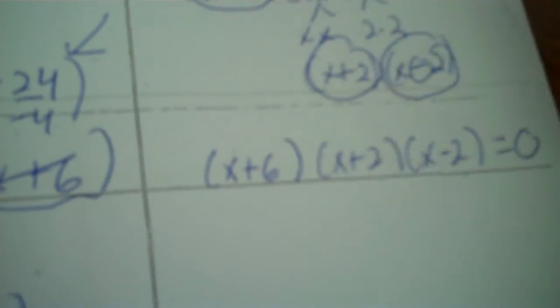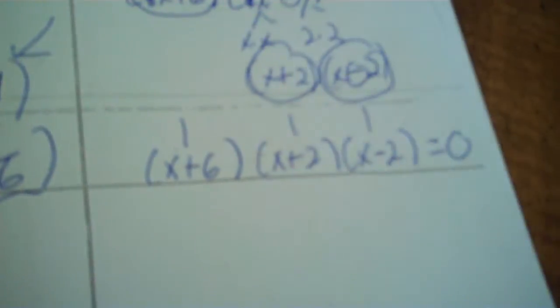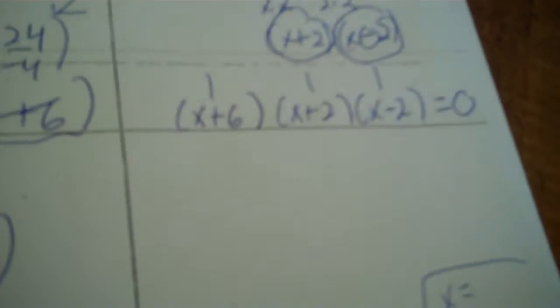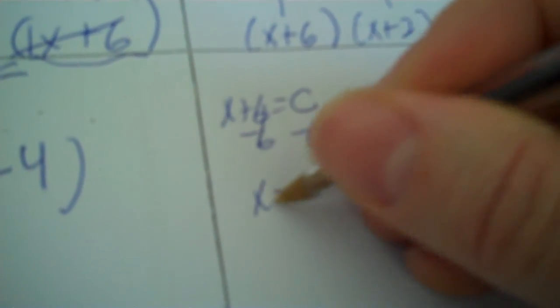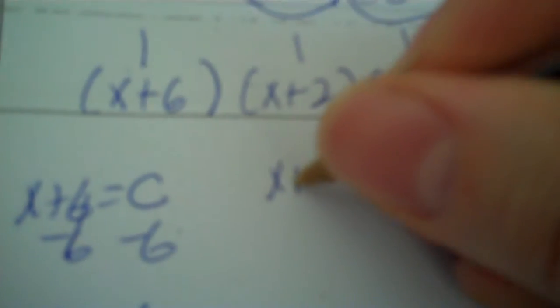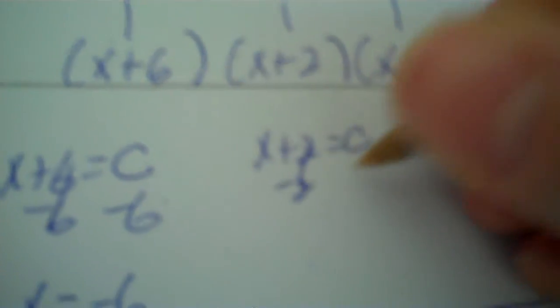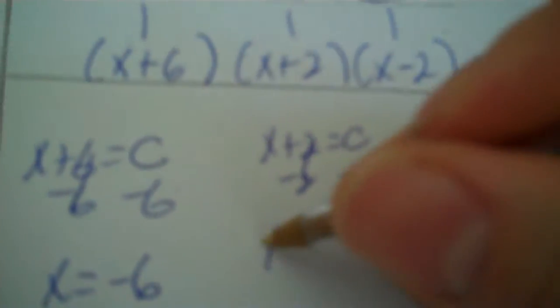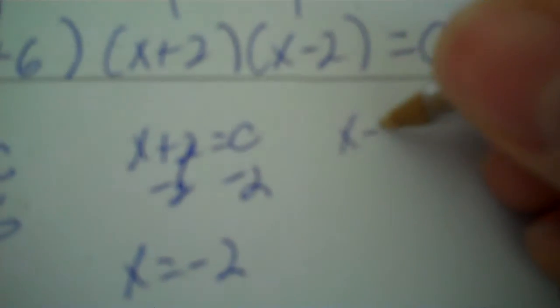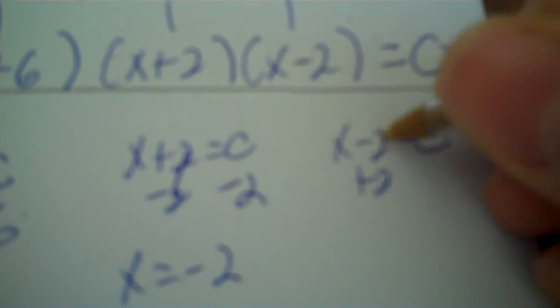Each of those x's are to the first power, so they all have one answer, but that would account for the 3 we need to find. So x plus 6 could equal 0. I subtract 6, I get negative 6. x plus 2 could equal 0. I subtract 2, I get negative 2. Then x minus 2 could equal 0. I add 2, and I get positive 2.